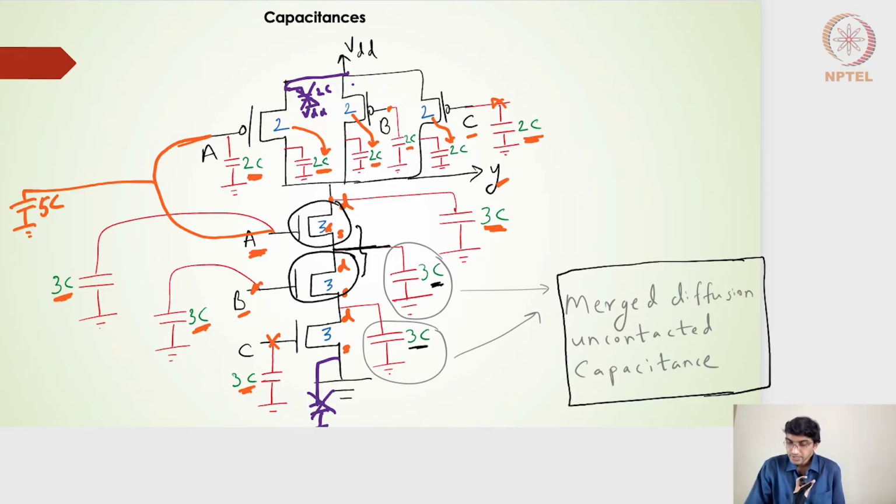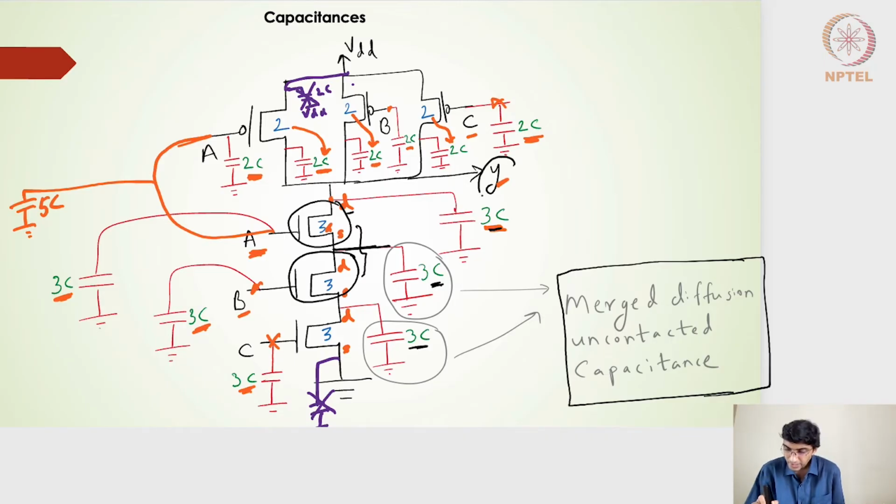So at this particular slide, the overall capacitance has been drawn. The gate capacitance is kind of clear to understand. This particular drain to body capacitance is clear to understand. And there are two more merged diffusion capacitances, which we will see in detail in the next slide.